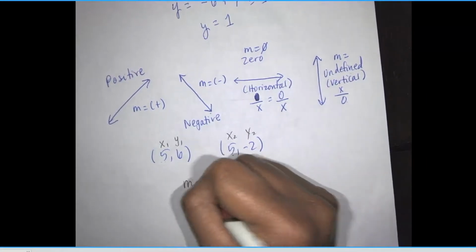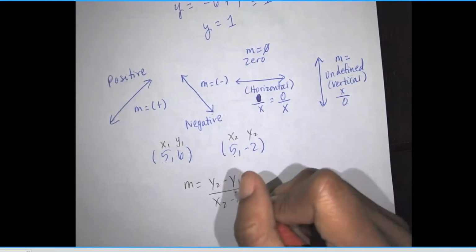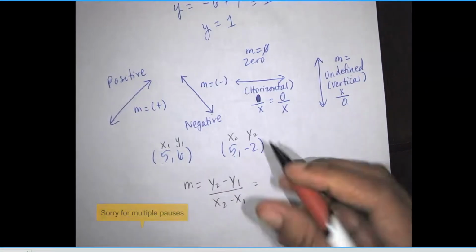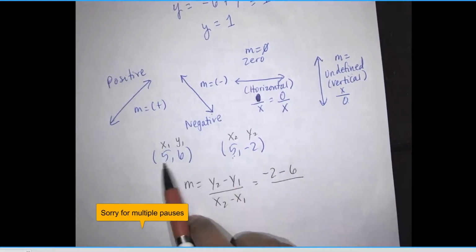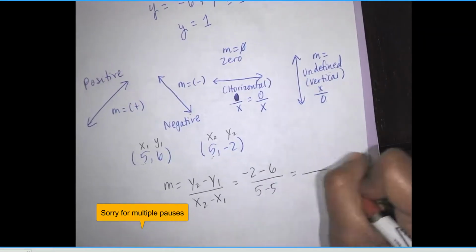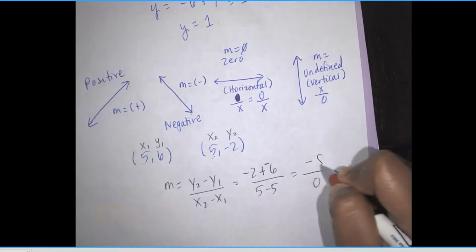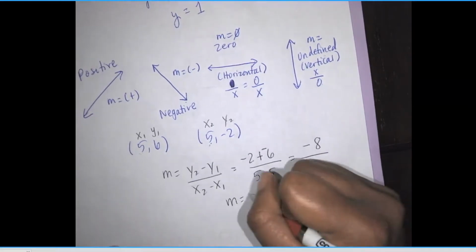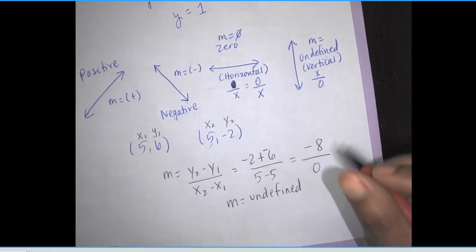If I use my formula, y2 minus y1 over x2 minus x1, my y2 value is negative 2 minus 6, and then I have 5 minus 5. Notice the x's are in the denominator, so we get 0 down here, and the numerator becomes a negative 8. So this is undefined. m is undefined, and this would be a vertical line.